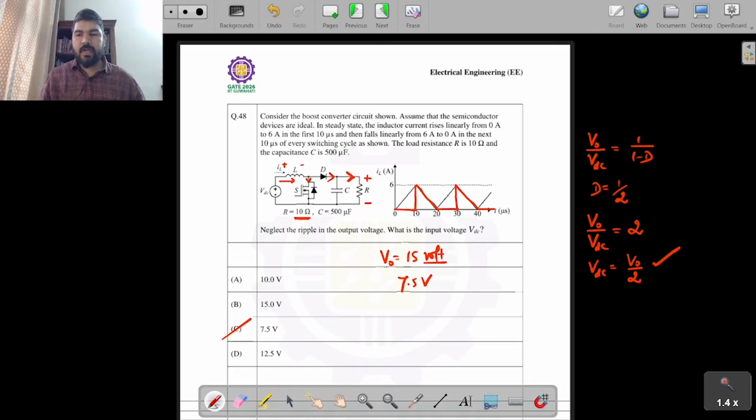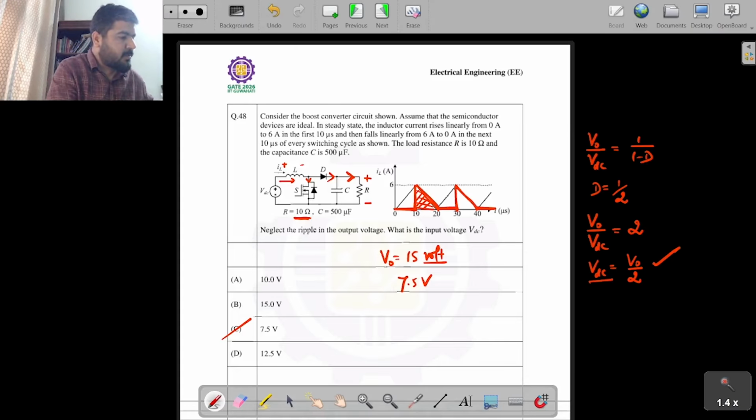I hope you understood it. It was again very easy. There is one more way. First you draw the diode current. Okay, this is the diode current. Take the average of this. Average is the area under one period divided by the time period. So you can take the area and divide it by 20 microsecond. You will get 1.5. So this is the average current of the diode. That average current will flow through this resistor. So that average current multiplied with this resistance will give you the output voltage, and then divide the output voltage by 2, you'll get VDC. So VDC is 7.5 volt. Okay, so this was question number 48. Let's move to the next question.